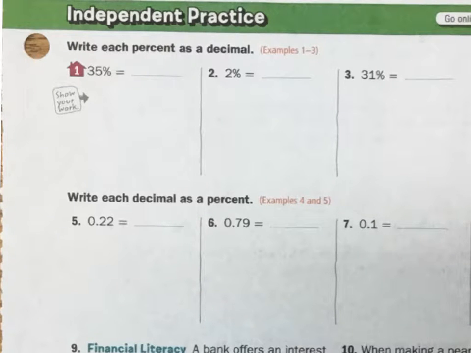All right, this is 2.3, and this is the independent practice. So, I'm sure you've done these. You're just checking to make sure you're good. And so let's go through them.